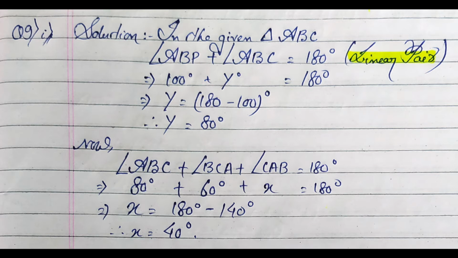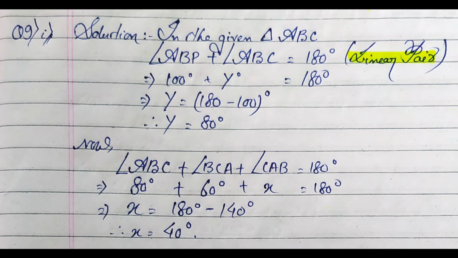On question number 9.1, we have to find the value of x and y. First, find the value of y from the theorem of linear pair. That is, the sum of the linear pair is 180 degree. From there, you will get the value of y equal to 80 degree.